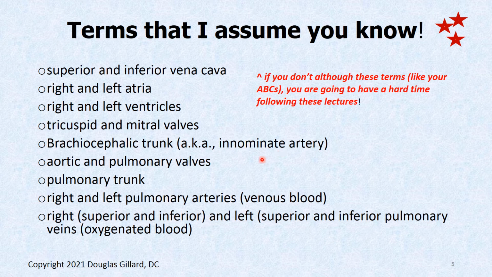The semilunar valves are individually named the aortic and the pulmonic. We never say the right semilunar valve or the left semilunar valve in pathology. The pulmonary trunk, the right and left pulmonary arteries, taking deoxygenated blood away from the heart, which is weird because arteries usually have oxygenated blood. And then the right and left pulmonary veins. Remember, there are 4 of them, 2 coming back on each side.